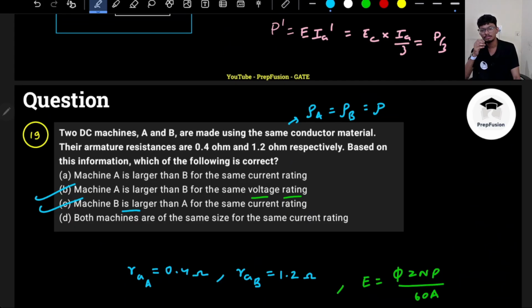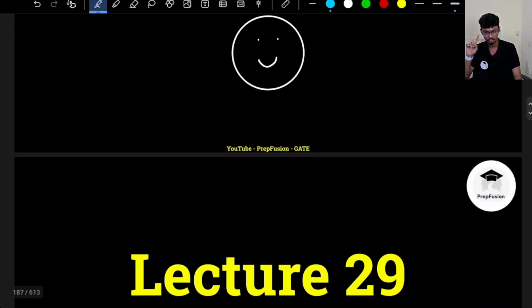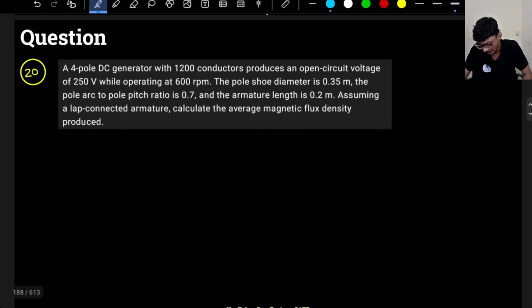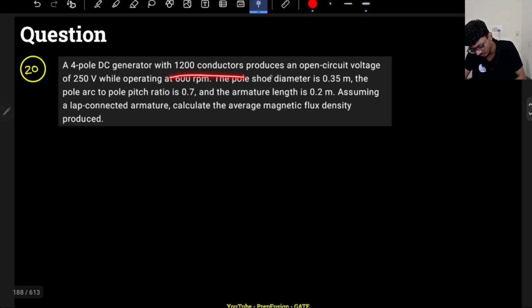Okay, now let's solve a similar question to the one we solved in the previous lecture as well, where it took us a bit of time. So we will discuss that question as well. We have a 4-pole DC generator, 1200 conductors, that produces an open circuit voltage of 250.